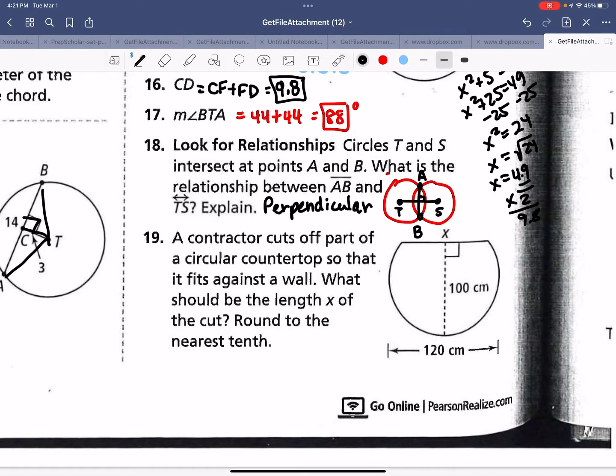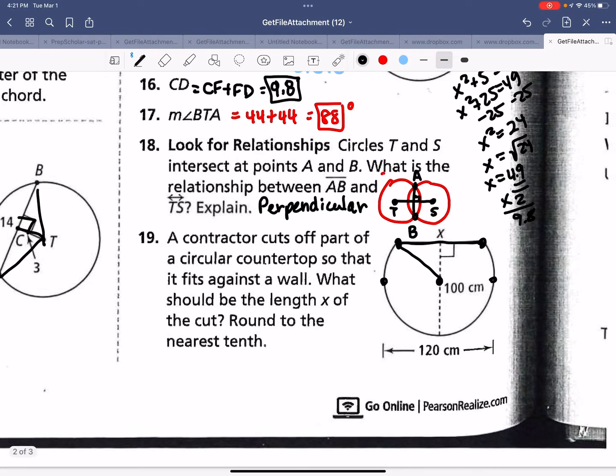All right, question 19 says, a contractor cuts off part of the circular countertop so that it fits against a wall. What should be the length of X? Round to the nearest tenth. So we know that this is equal to the radius, and all the way across is the diameter, right? So the radius is 60. So this is 60, this is 60, this would be 60, so 100 minus 60 would be 40. This part is 40.